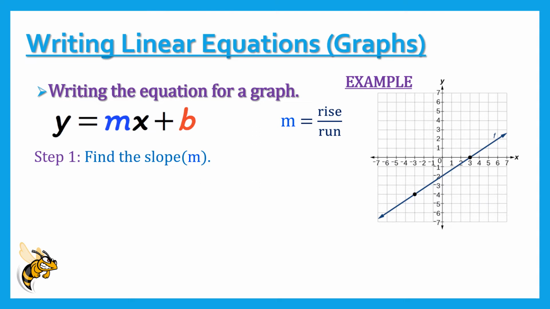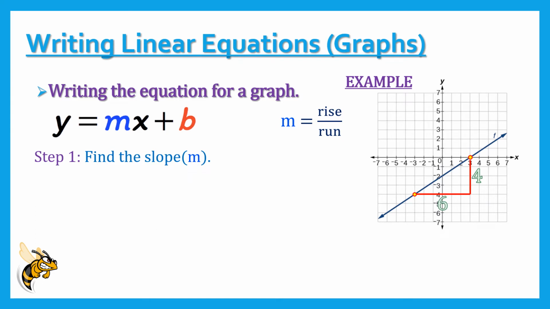So the first thing I want to do is to find 2 points on perfect intersections on the grid. Once you find those 2 points, you want to create a right triangle. Now, it's very important that you pay attention to the value of each box on the grid. In this case, each box is worth 1 unit. So all I have to do is count the number of boxes. So on the side going up, there are 4 boxes. And on the bottom, there are 6 boxes.